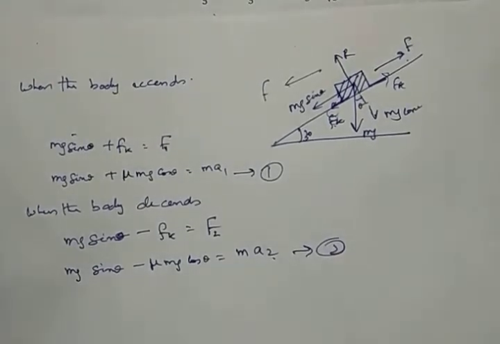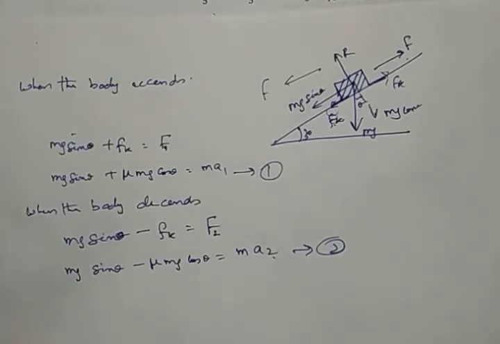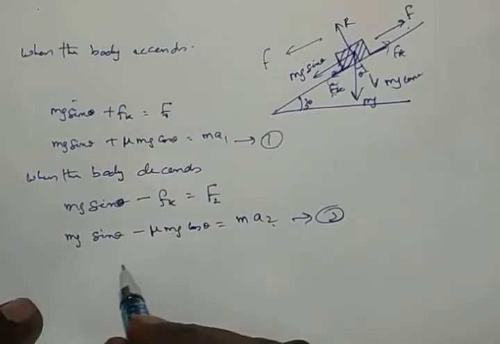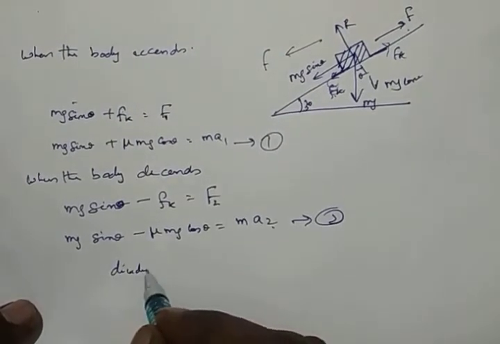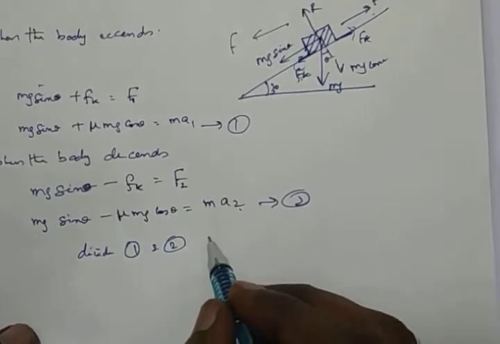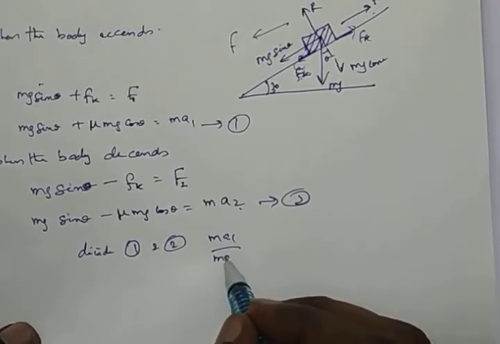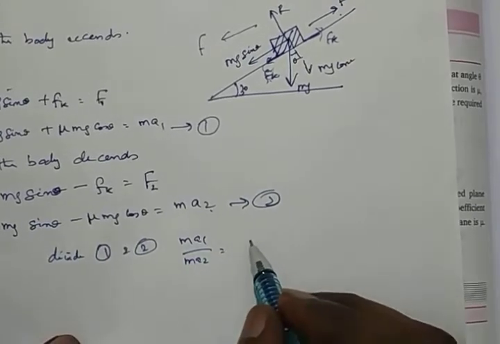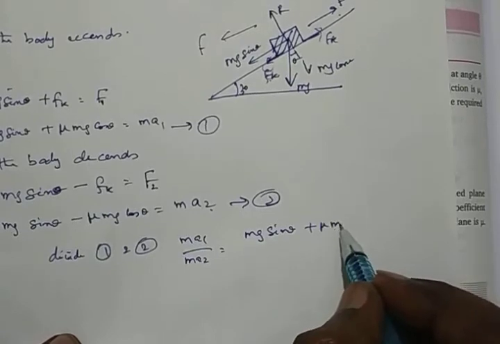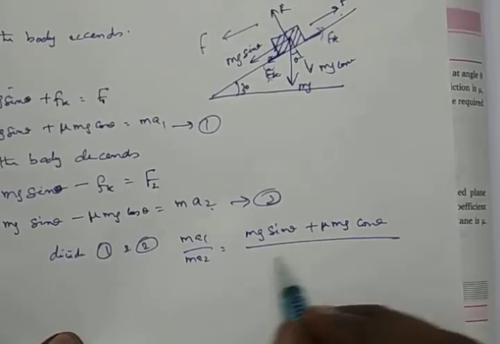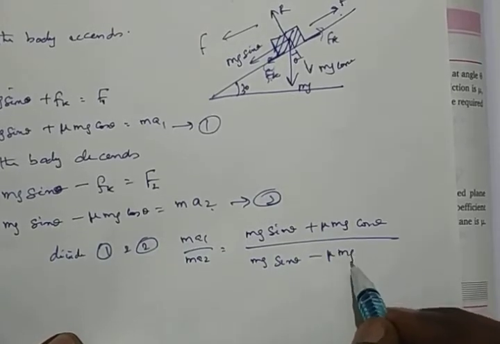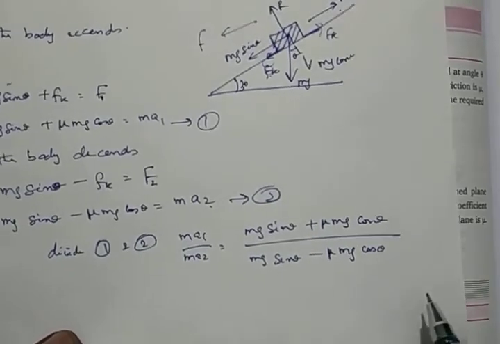Alright. Now the next thing we can do is divide both of these. Dividing 1 and 2. So look at this one. m a1 upon m a2 is going to be equal to mg sine theta plus mu mg cos theta upon mg sine theta minus mu mg cos theta. That's the only difference you have.